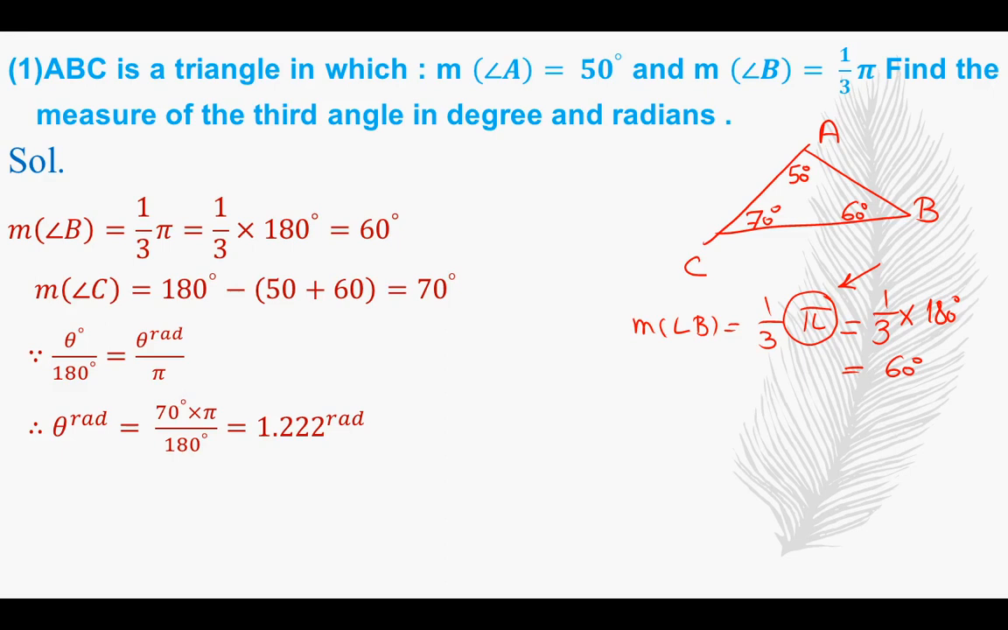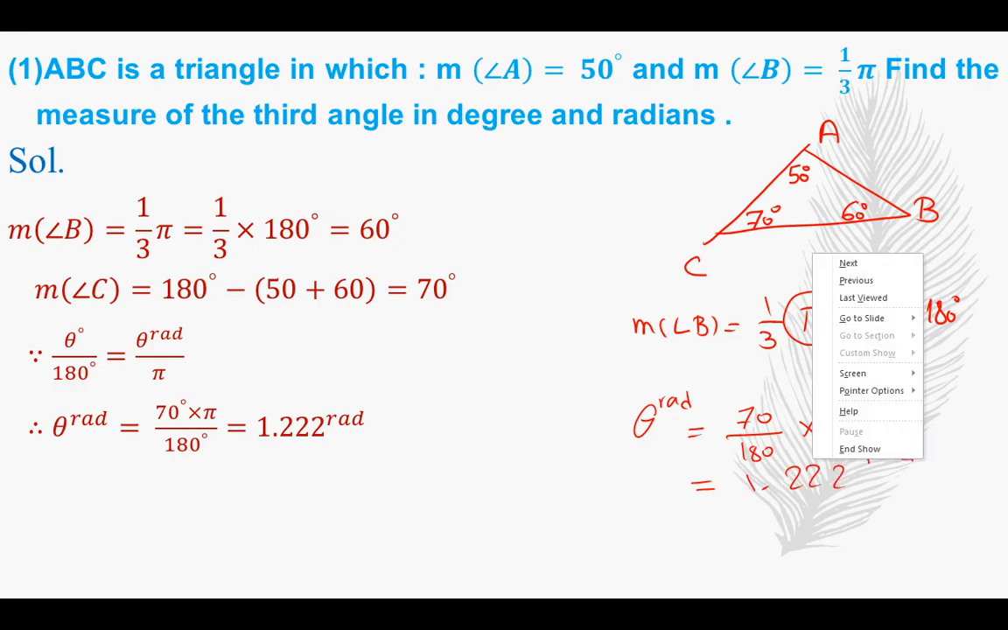If we want to convert it into radian measure, theta radian will be equal to 70 over 180 multiplied by π. So it will be equal to 1.222 radians, and this is the answer of this question.